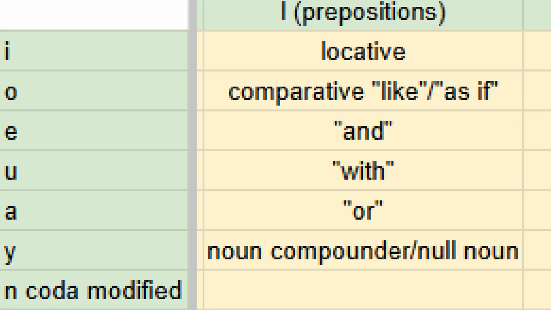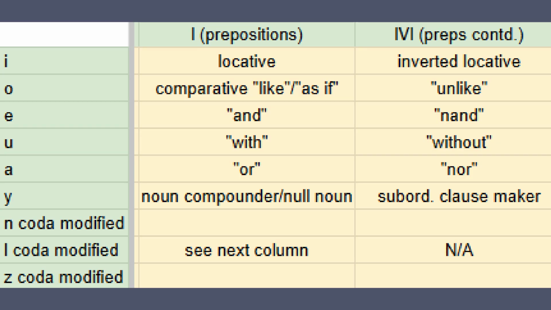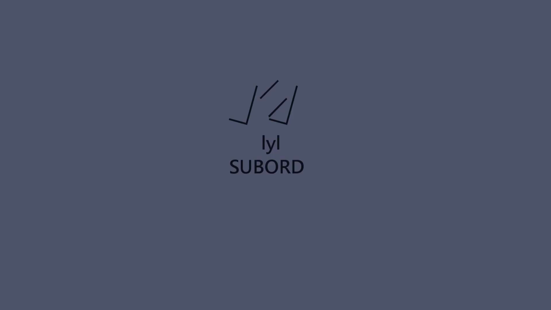Li, lo, lu, le, and la are your more standard prepositions, those being a generic locative, a comparative like/as if, and, with, and or, respectively. And with the la coda added, you get an anti-locative: unlike, and, without, and nor. Lull is the resident subordinate clause maker.